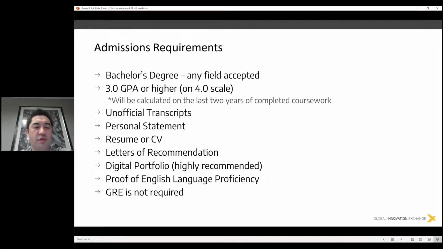A digital portfolio is highly recommended. Of course, proof of English proficiency, so that could be TOEFL or IELTS or Duolingo currently. And we don't require GRE for the program. So that's a great bonus there.